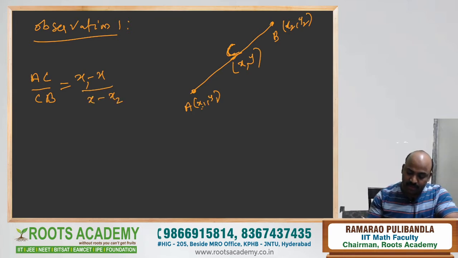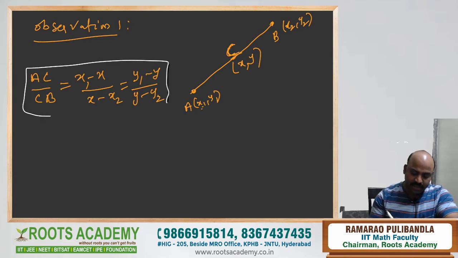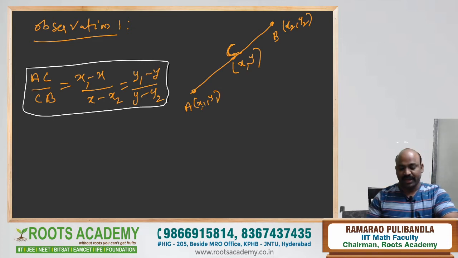x1 minus x by x minus x2, means what? Just subtract: x1 minus x is to x minus x2, or else one more way is y1 minus y by y minus y2. So when somebody is asking the ratio in which it divides, you can directly use the formula x1 minus x. Directly you can use it. No need of applying all those formulas, right? So this is observation 1.